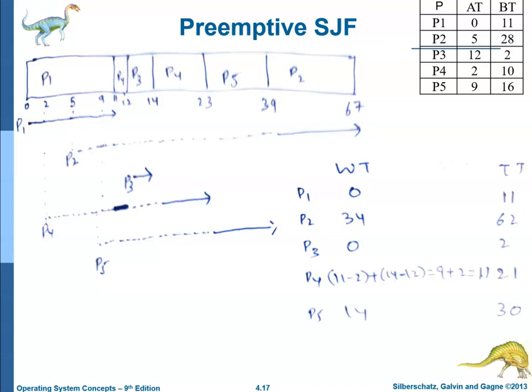So in this way, you can solve the preemptive shortest job first. Be a little careful while drawing the Gantt chart. If your Gantt chart is perfect, then computing the average waiting time and turnaround time is very simple.